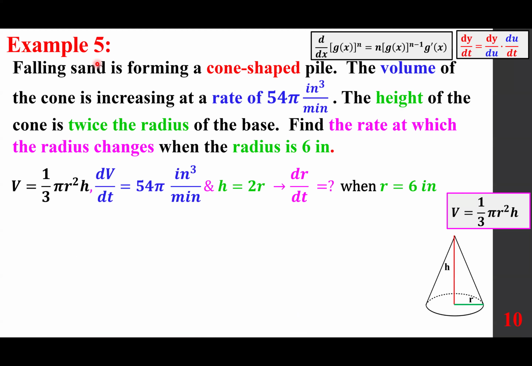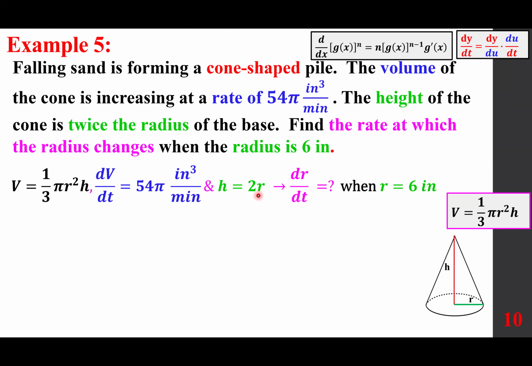So this entire question has been symbolically translated. The volume is 1/3 pi r squared h. dV/dt is 54 pi cubic inches per minute. h is 2r, and dr/dt is what we want to find at a specific point when r is equal to 6 inches. And so, having said that, we want to differentiate this. It's important to understand we have the variable r, the variable h, and if you want to differentiate it the way it is, you need the product rule. However, h is 2r, and you can replace it.